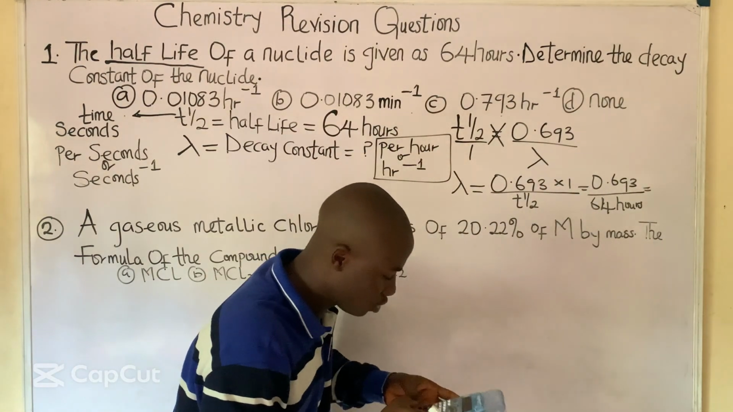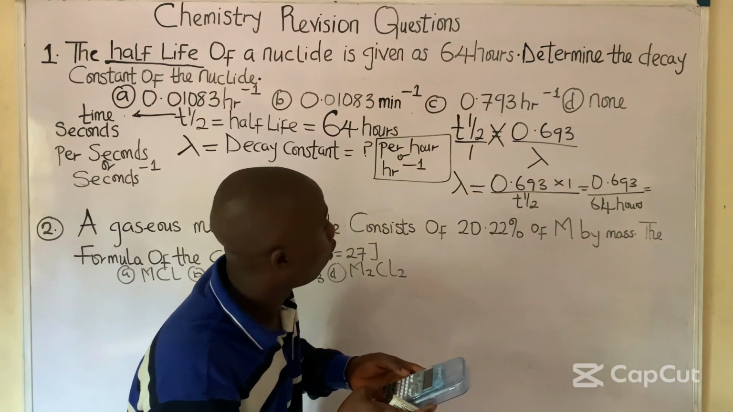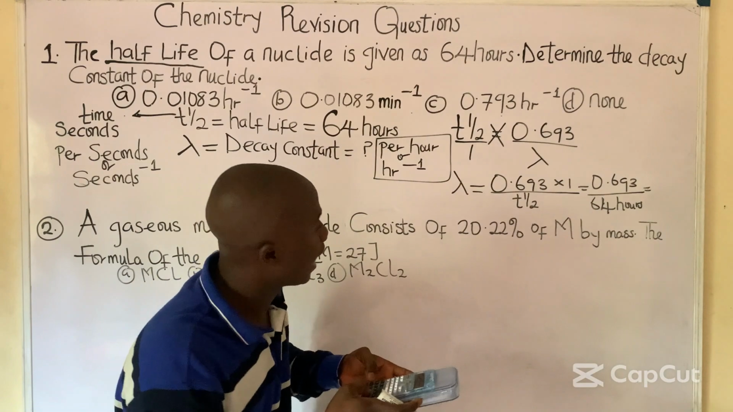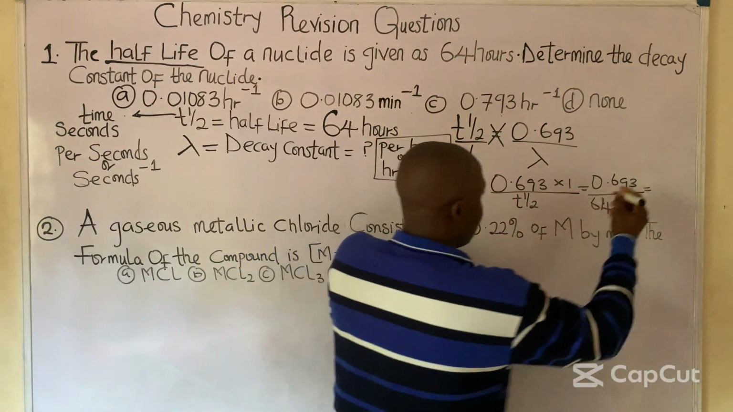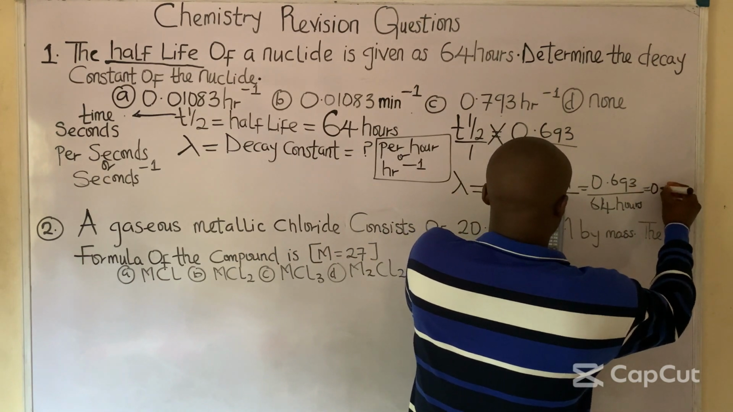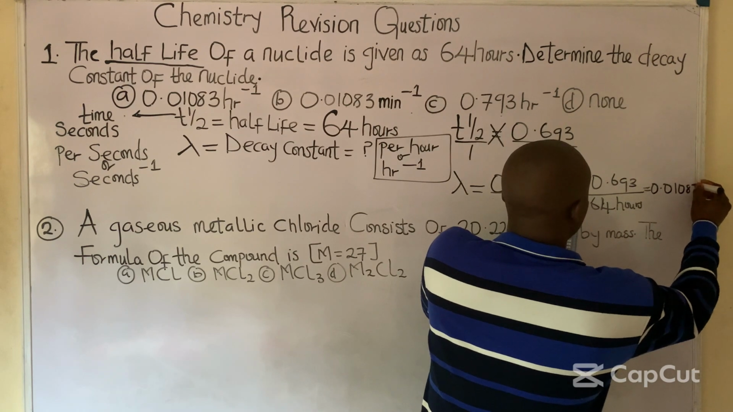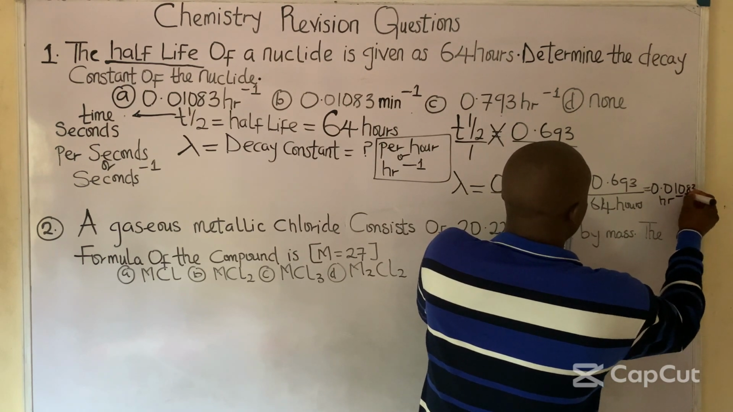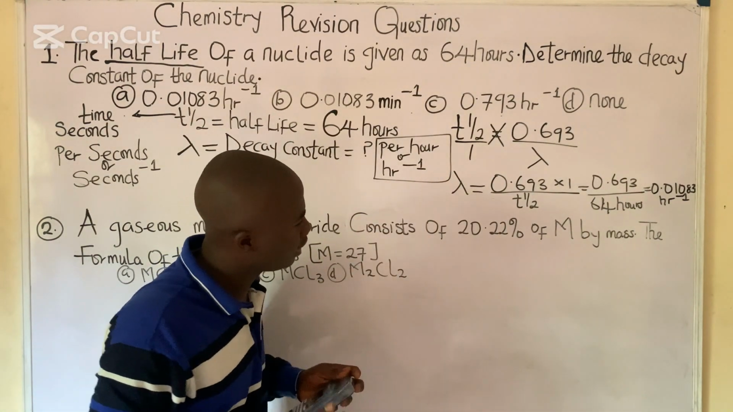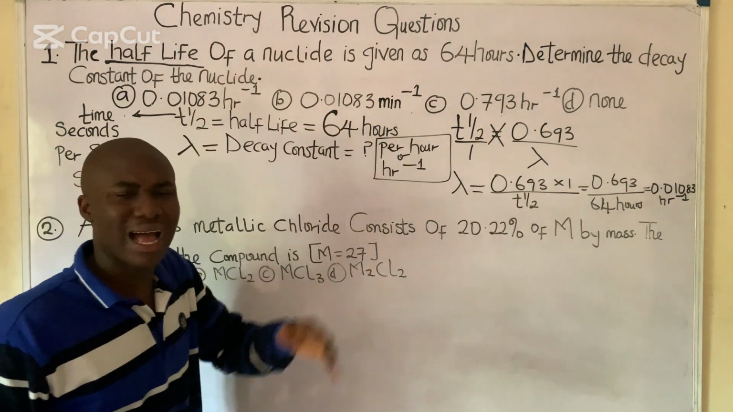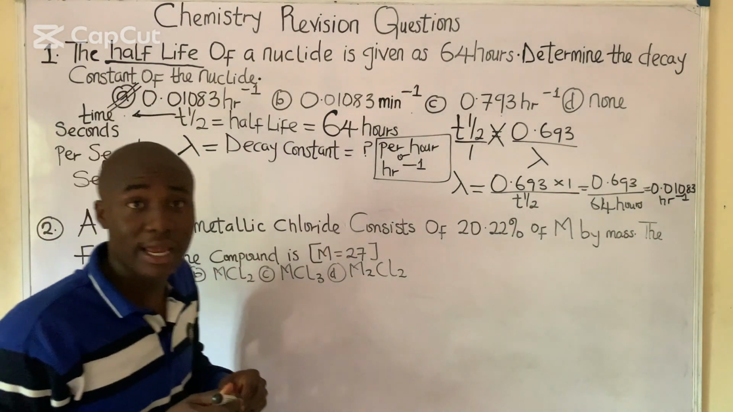So let's do that. 0.693 divided by 64 hours. That is 0.01083 per hour. Do you get? That's the answer. And in the look of things, which option corresponds to that answer? It is option A. So the answer to the question is option A, without stress.